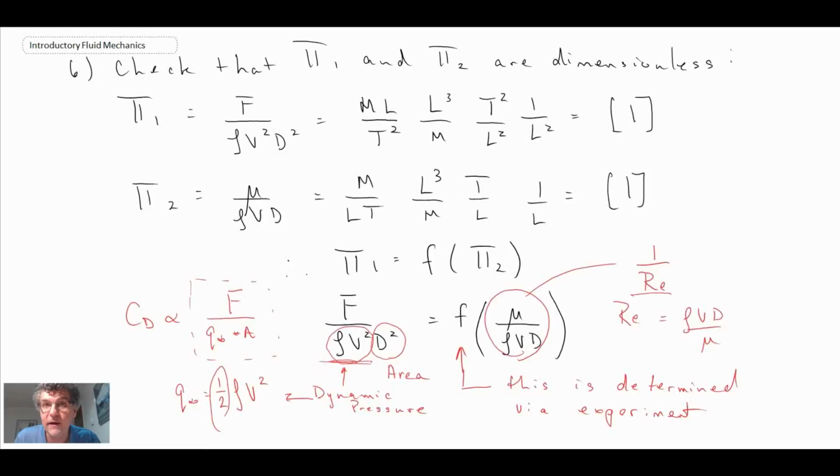We'll take a look at another example in the next segment, and then we'll look at other aspects of dimensional analysis in fluid mechanics.